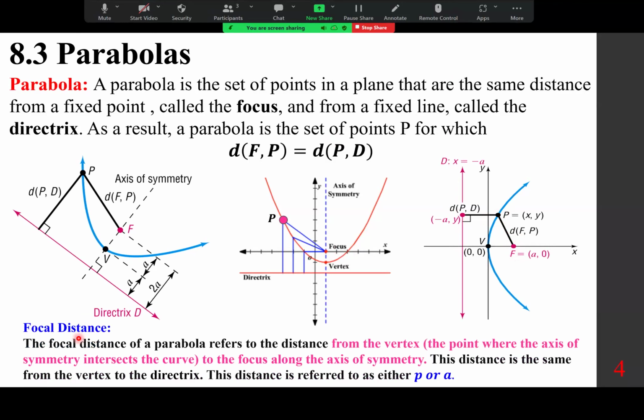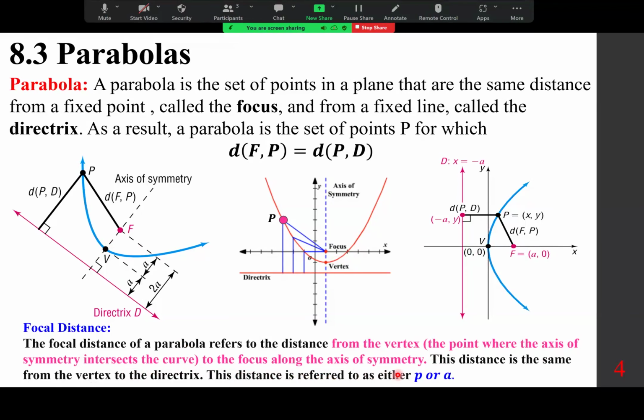So what is the focal distance? The focal distance of a parabola refers to the distance from the vertex, the point where the axis of symmetry intersects the curve, to the focus along the axis of symmetry. So in short, this distance is the same from the vertex to the directrix.